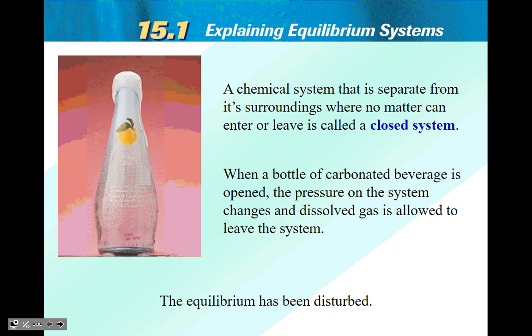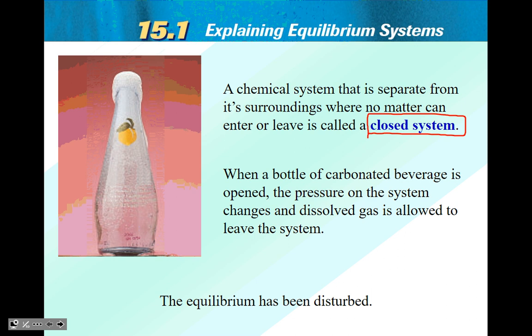So first of all, a chemical system that is separate from its surroundings where no matter can enter or leave is called a closed system. It's important for equilibrium systems that it's a closed system, meaning products can't escape and reactants can't escape.